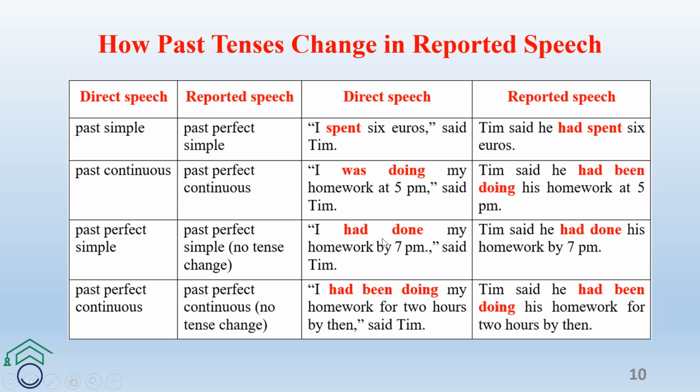Yeah. Can you read the example, please? Ira? Yes. I had done my homework by 7 p.m., said Tim. Tim said he had done his homework by 7 p.m. You're right, you're right. And we don't change past perfect continuous as well. Past perfect continuous in direct speech remains past perfect continuous in reported speech. Can you read the last sentence, Ira? Yes, I had been doing my homework for 2 hours by then, said Tim. And Tim said he had been doing his homework for 2 hours by then. Yes, you're right.